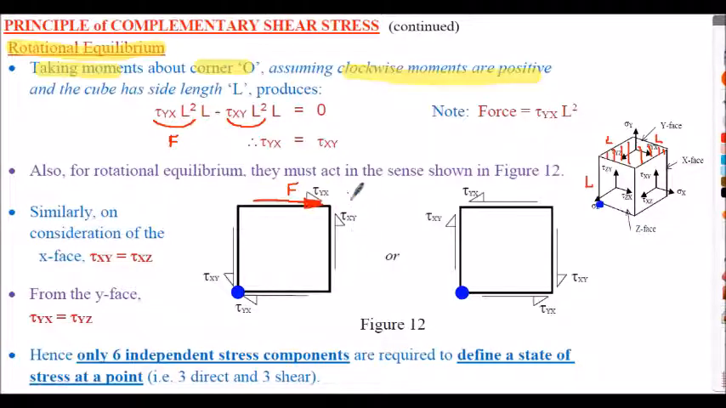Anti-clockwise moment is generated by this force over here. So in this direction, we will have another force, and that force will be the tau xy multiplied by the area. The area is here, the L times the L. But that force times distance L, because this is distance L here, will be going in an anti-clockwise direction. So about point O, this force, call it F here, multiplied by L is going in an anti-clockwise sense, whereas this force multiplied by L is going in a clockwise sense. The sum of the moments must equal 0.